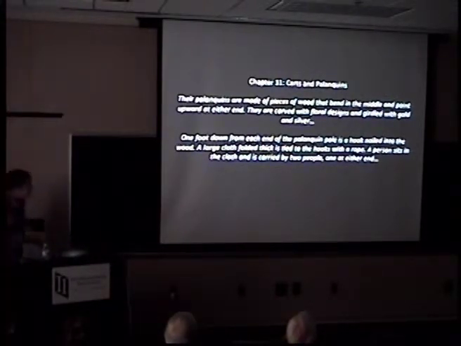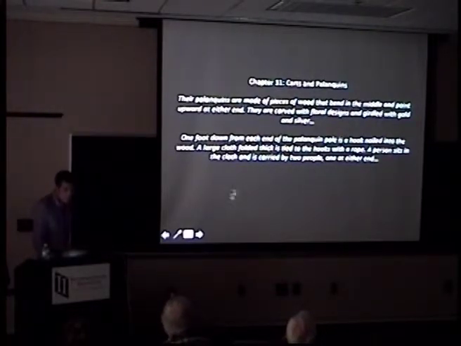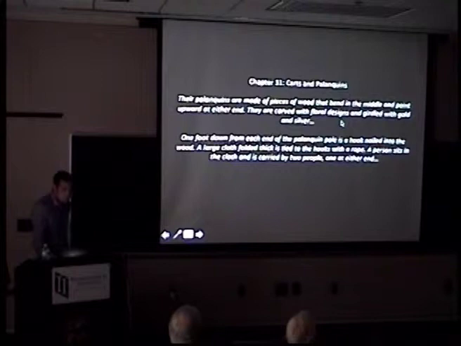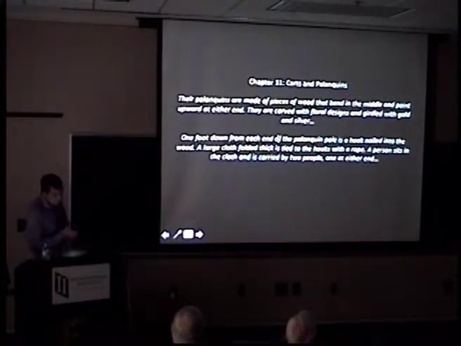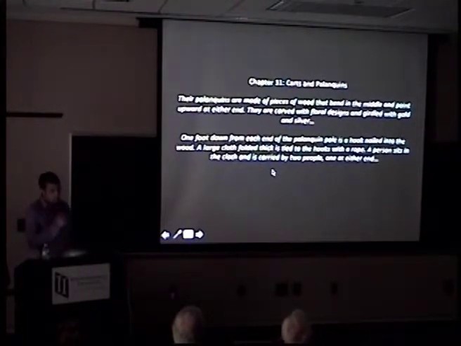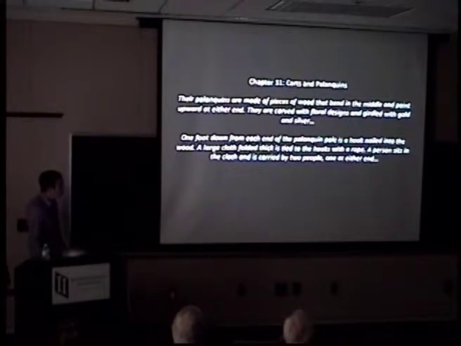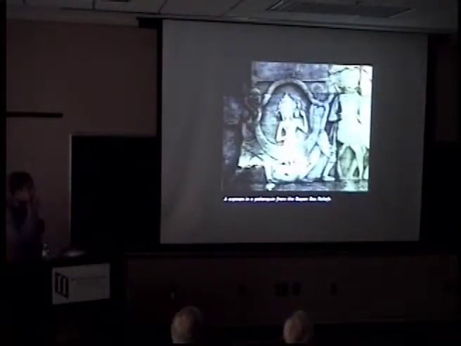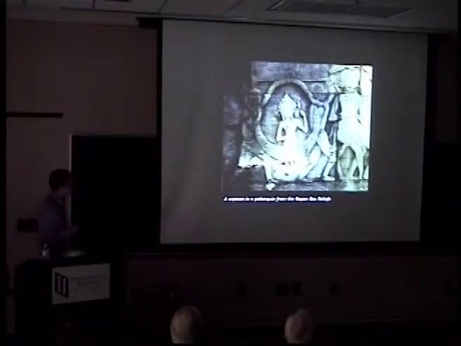Zhou Daguan talks about carts and palanquins. He says, the palanquins are made of pieces of wood that bend in the middle and point upward at either end. They are carved with floral designs and girdled with gold and silver. One foot down from each end of the palanquin is a hook nailed into the wood, and a large cloth folded is tied to the hooks with a rope. A person sits in the cloth and is carried by two people, one at either end. You can see on the bas-reliefs there are many representations of palanquins like this.